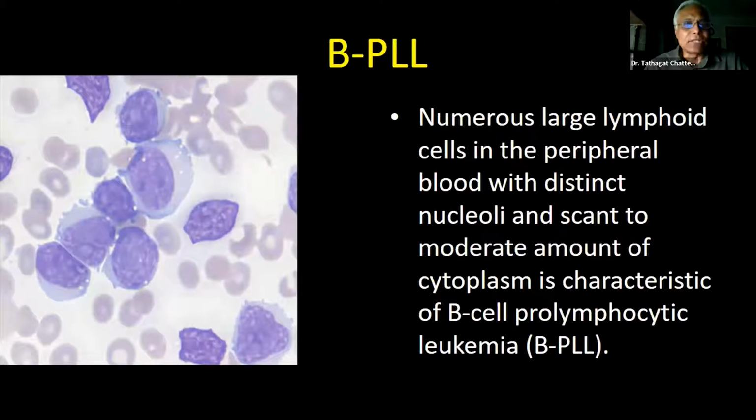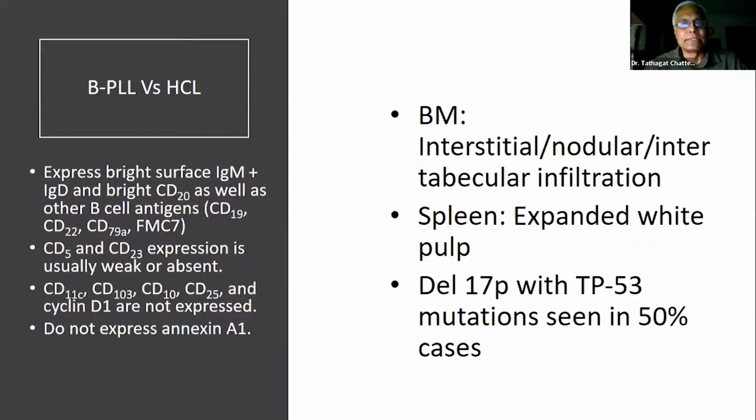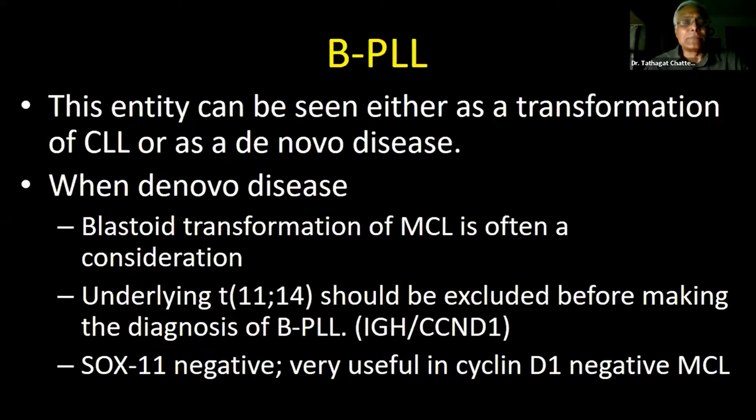Now we know that this is actually maybe a leukemic phase of a mantle cell lymphoma, or maybe a part of the family of splenic lymphoma with prominent nucleoli. The leukocytosis, more than 55% and usually greater than 90% of circulating white cells are the prolymphocytes. The bone marrow is infiltrated usually in an interstitial or in a nodular pattern. Okay, the spleen shows an expanded white pulp. Deletion 17p with TP53 is seen in more than 50% of such B-PLL cases, which are dismal in prognosis. So this can be seen as a transformation of CLL or as a de novo disease.